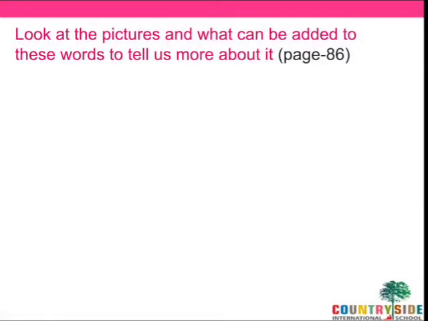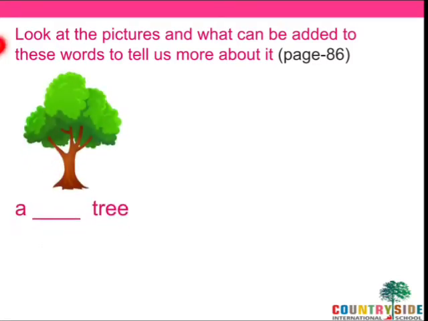Then let us see one more exercise. Look at the pictures and see what can be added to these words to tell us more about them. Here a picture is also given and we have to describe it, right? See the first one, a dash tree. Now how can you describe what you see here? A tall tree, or you can say a big tree, or you can also say an old tree.